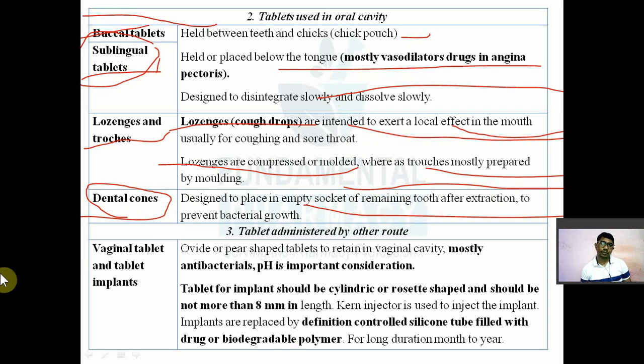Now again, the third kind of tablet is nothing but the tablet administered by other routes. In that you have first vaginal tablets.